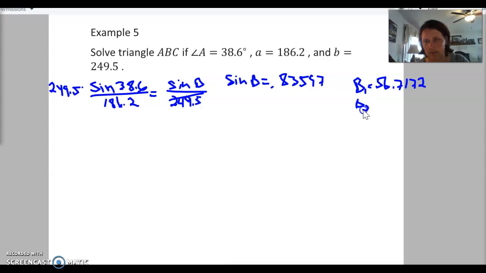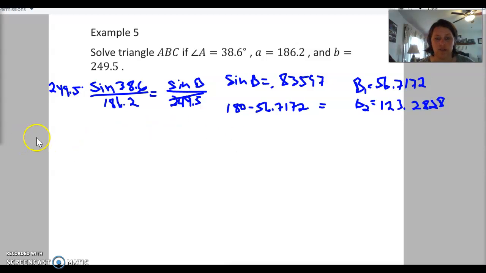And then we would find B sub 2. Now normally with sine we would do pi minus, but remember here we're working with degrees. So instead of pi, 180 is the equivalent to pi in degrees. So we would do 180 minus the 56.7172. And then that'll give us our B sub 2 value, which is 123.2828. And those are our two values that we need to find the rest of the triangles for.